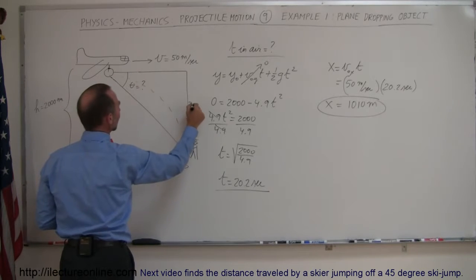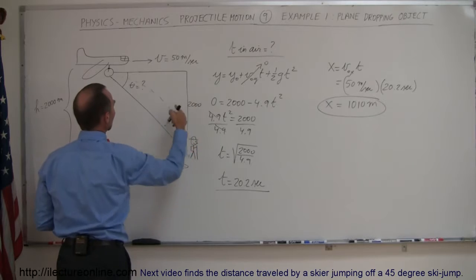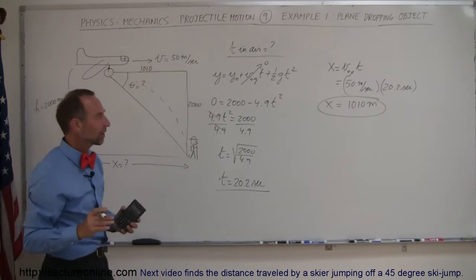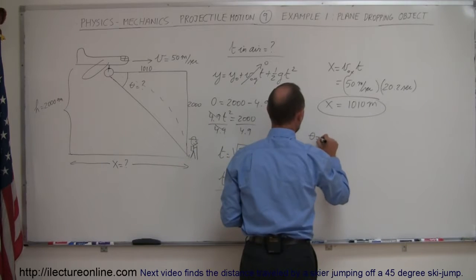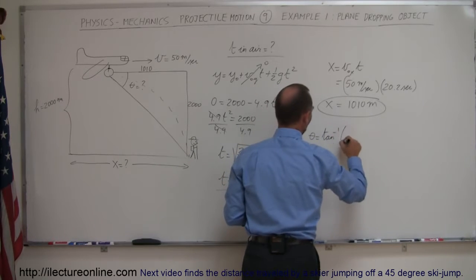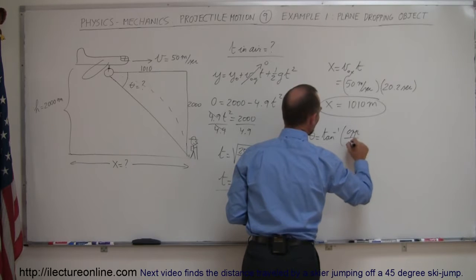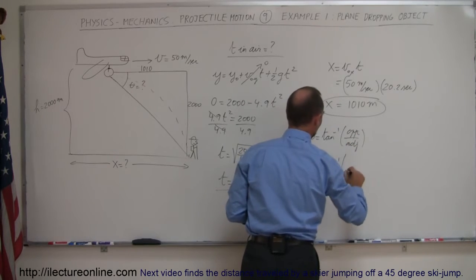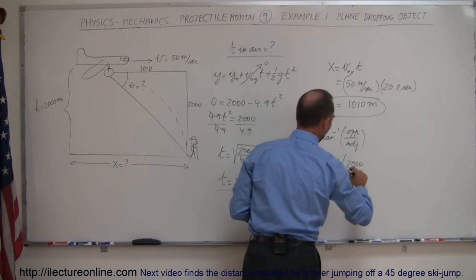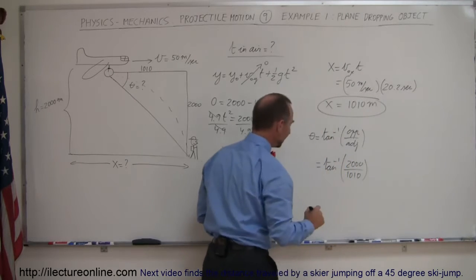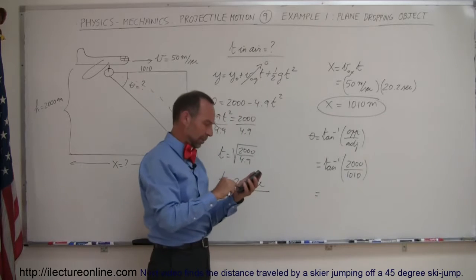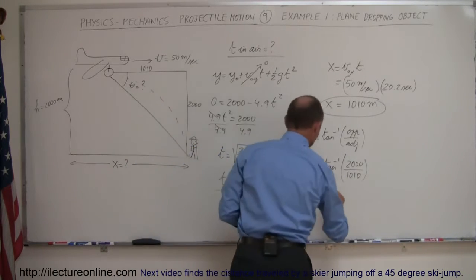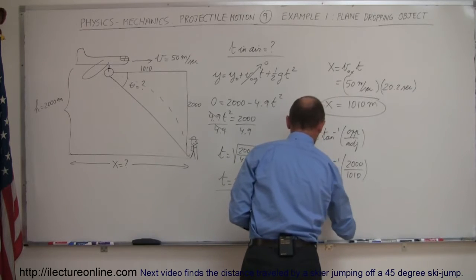And then if we want to find that angle, notice that this will be a triangle. The opposite side of the triangle is 2,000 meters in height, and the horizontal is 1,010 meters, so we use the arctangent. Theta equals the arctangent of the opposite side over the adjacent side, which is the arctangent of 2,000 divided by 1,010. Take the arctangent of that, and that will be 63 degrees.